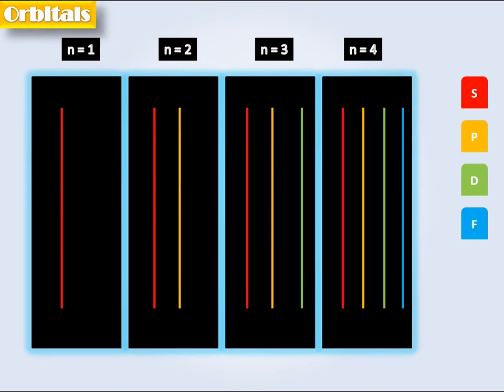Now, the orbitals within the sublevels are always going to be the same. They go up in odd numbers. We'll see what I'm talking about later, but first of all, this is how they appear. For the S sublevels, we're going to have an orbital, which is 1.